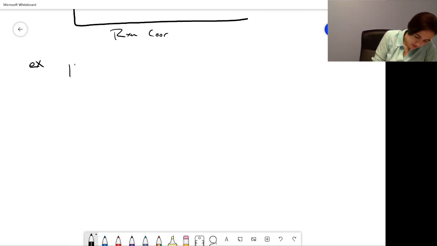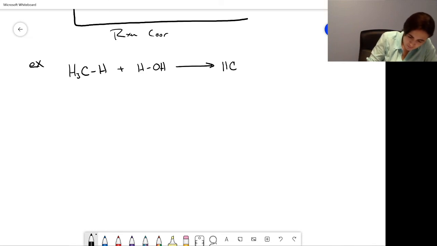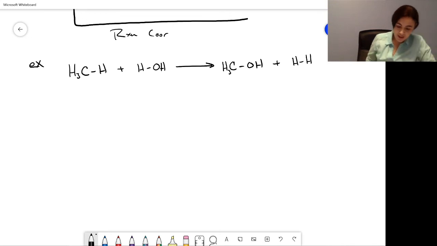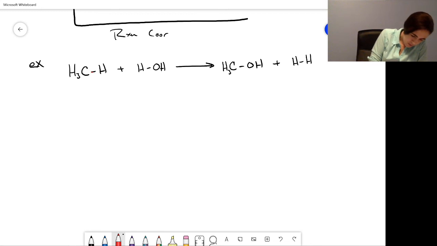So if we have a reaction where we're mixing methane and water, to attempt to form methanol and hydrogen gas. Well, I've drawn it out here so that you see which bonds are being made and broken. So we'll go red, broken, blue, made. We can go to our table 6.1 in the book and find the energies.